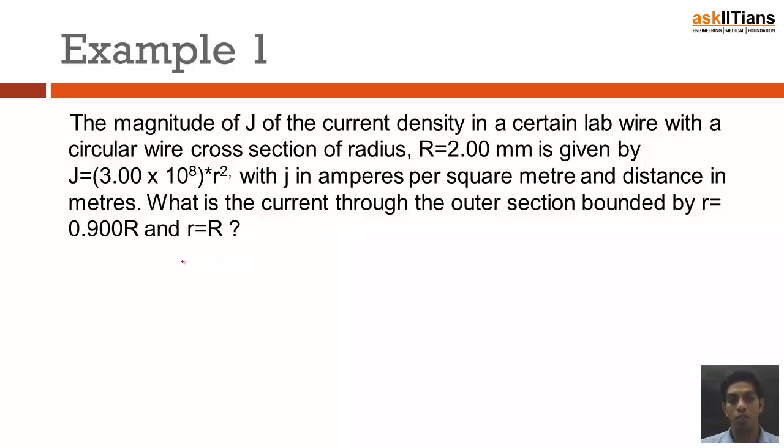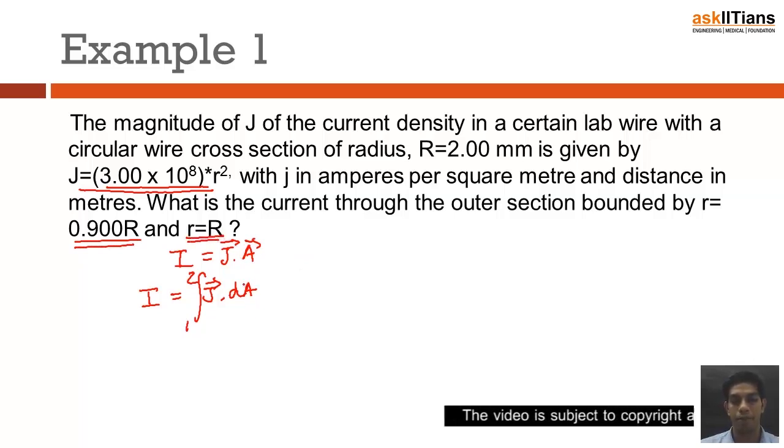We cannot use the expression I = J vector dot A vector, because J is varying in nature. So we'll use the differential form of the current, that is I = ∫J dot dA, and the limits are given. The first limit is 0.900R, and the final limit is r = R.